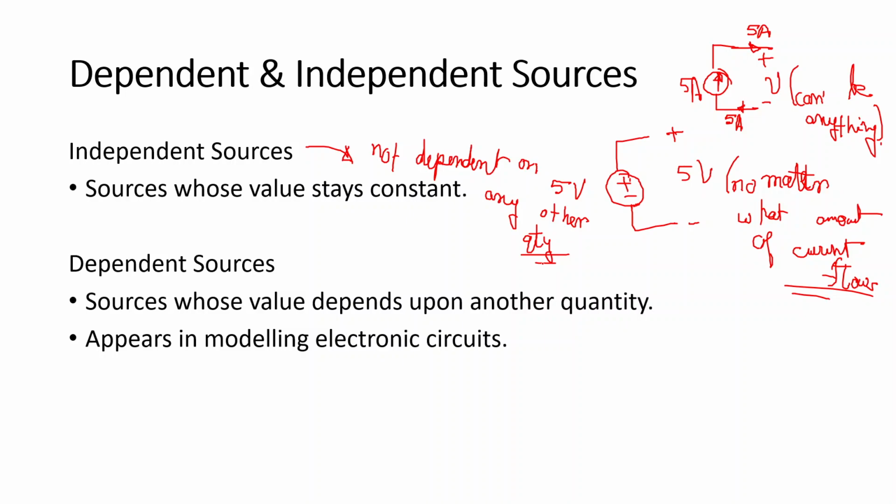Independent sources are usually represented by a circular symbol. If it's a voltage source, it is represented by a circular symbol with a plus and minus. So this is an independent voltage source, and then an independent current source is represented by an arrow and a circular symbol. So this is an independent current source.